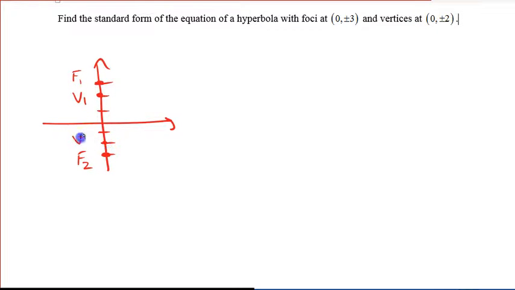and (0, -2). So to start off, let's just see if we can sketch a quick graph of this thing. Maybe that'll give us an idea of where to go. Let's see, so our foci are up 3 units from the center and down 3 units from the center. We'll put a little F1 and an F2. And then our vertices are 2 units above the center and 2 units below.